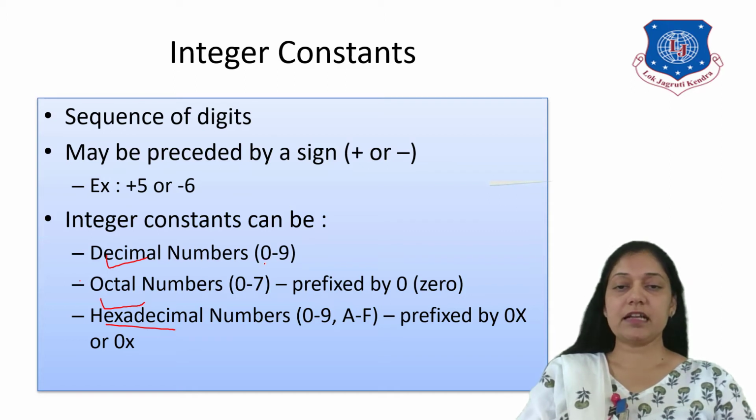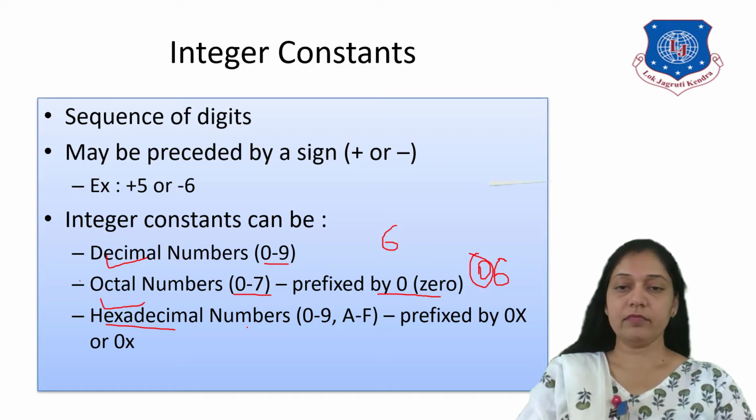Decimal numbers are a combination of digits 0 to 9. Octal numbers are a combination of digits 0 to 7. These octal numbers are always prefixed by 0. So whenever you write an octal number, you have to write 0 first. Suppose I write an octal number as 06. It's an octal number because I preceded it with 0. But if I write only 6, it's a decimal number.